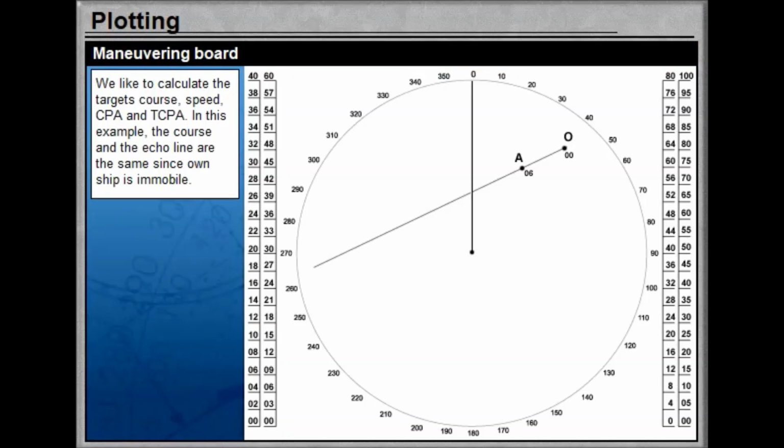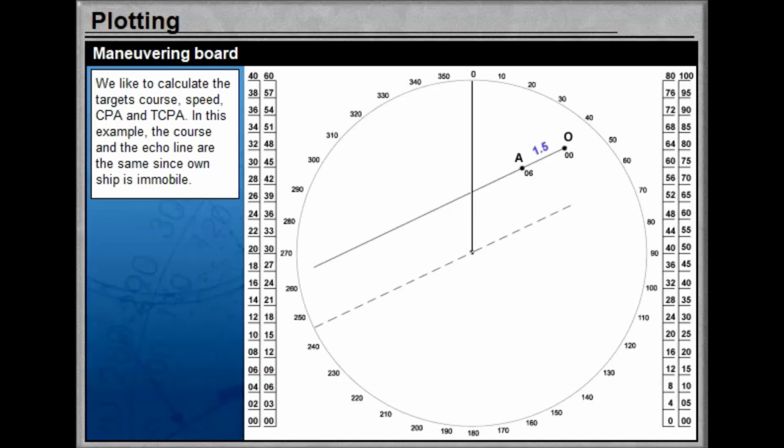In this example, the course and the echo line are the same, since own ship is immobile. The target course is obtained by parallel shifting of the echo line through own ship centre and reading the course from the scale, in this case 246 degrees. The target speed is obtained by measuring the distance between O and A, which in this case is 1.5 nautical miles in 6 minutes. That is, target speed is plotted to 15 knots.